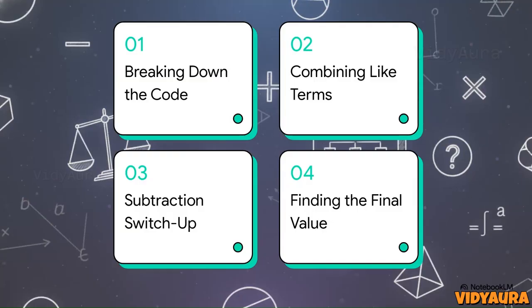So, here's our game plan. First, we'll break down the code, learn the basic vocabulary. Then, we'll jump into combining terms using addition and its tricky sibling subtraction. And finally, we'll get to the big payoff, using all these skills to find one single final answer.